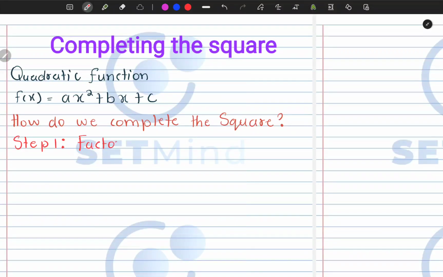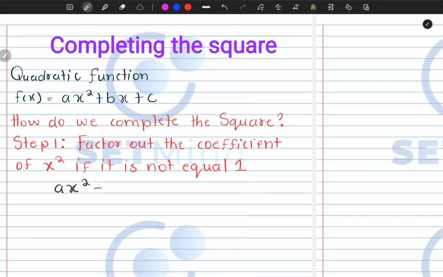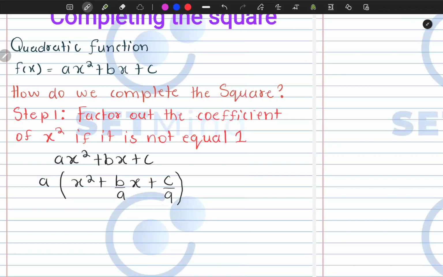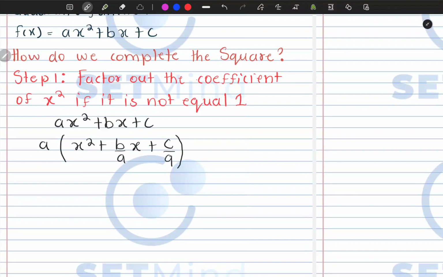So I'll say factor out the coefficient of x squared if it is not equal to 1. That is what we want to do. So which means if we have ax squared plus bx plus c here, since I can see that the a is not equal to 1, I'll factor it out. So I'll have a times x squared plus, if you look carefully, b over a x, and then plus c over a. That is the first step which you do. When it is equal to 1, it means you do not need to do this kind of step, but you always factor out the coefficient of x squared if it is not equal to 1. Then what we go and do is we look at our step number 2.